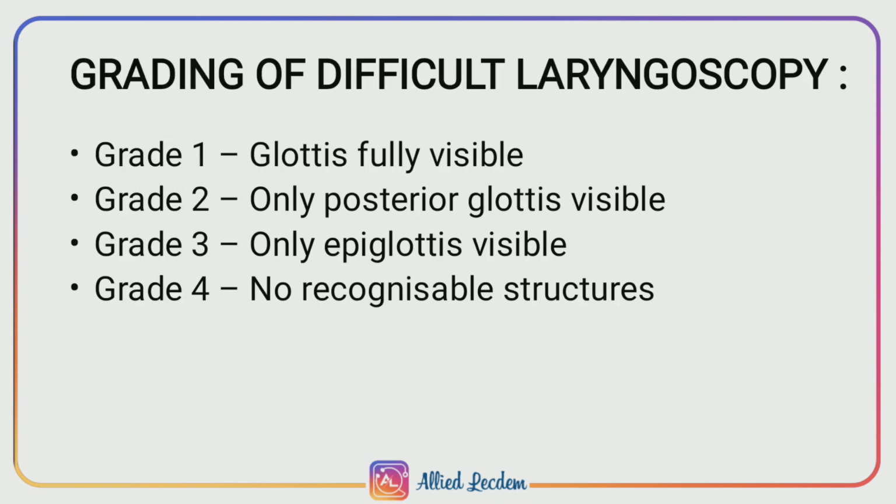Grading of difficult laryngoscopy. Grade 1, glottis fully visible. Grade 2, only posterior glottis visible. Grade 3, only epiglottis visible. Grade 4, no recognizable structures.